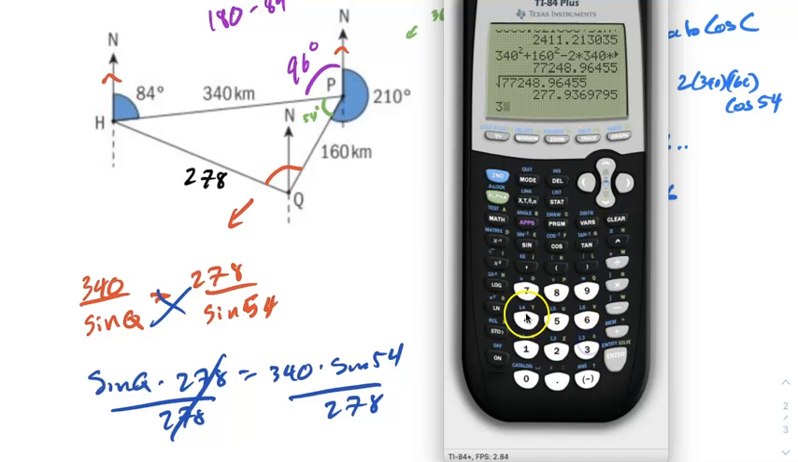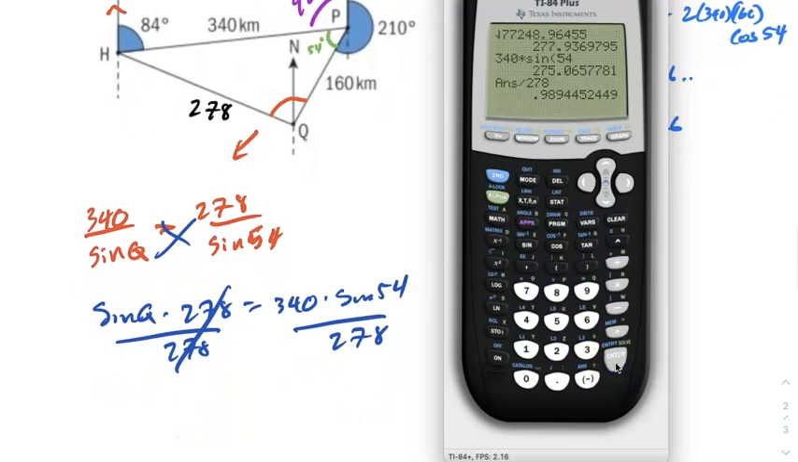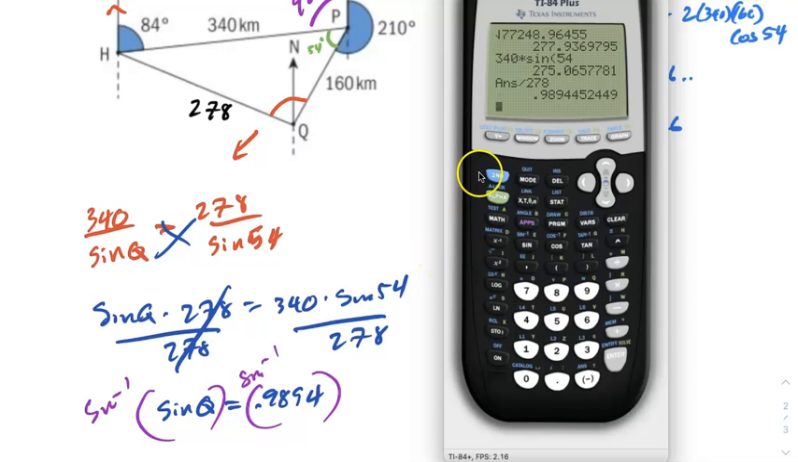So let's put that on my calculator. And then divide it by 278. So 0.98 blah blah. Now that's what sine equals. So sine of Q equals 0.9894 blah blah blah. Now I'm going to do inverse sine to get rid of the sine part. So second inverse, that answer. Let's use that answer there, don't round it. I get 81.6.